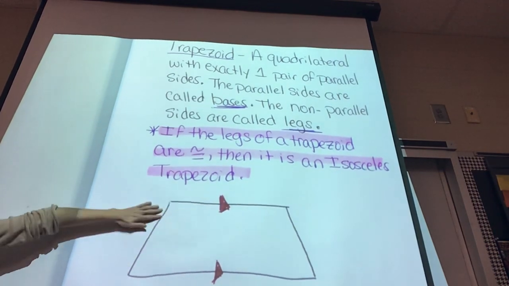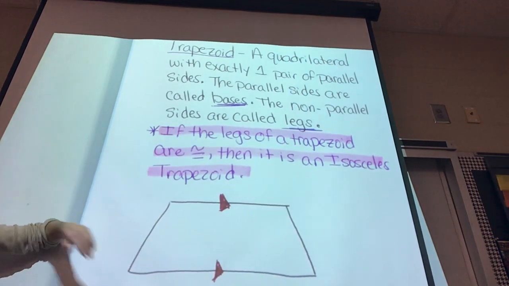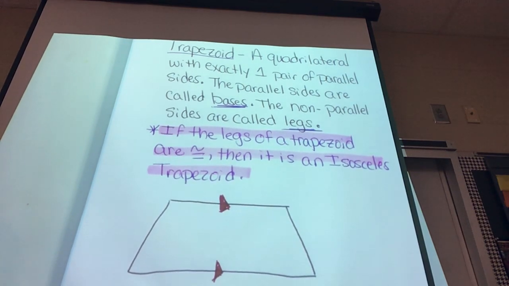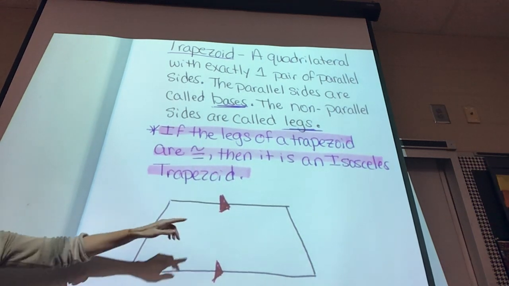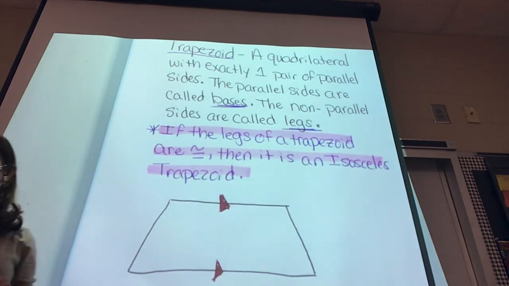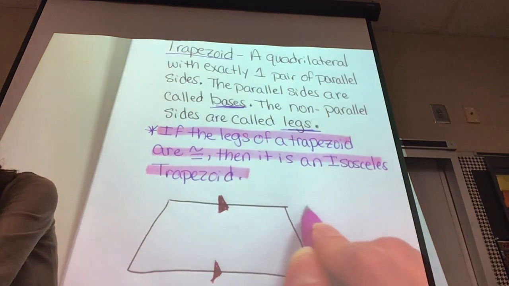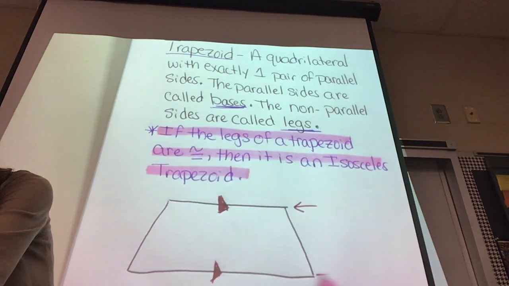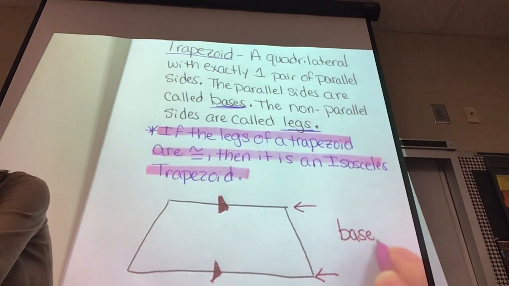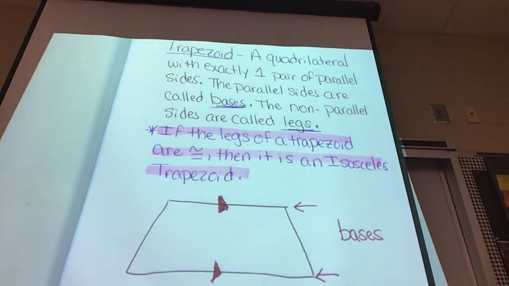Now these two are the ones that are slanted. So those are not going to be parallel to each other. Because remember, they've got to be straight lines in order to be parallel here. So they're not going to be the parallel. So it says that we have exactly one pair of parallel sides, and the parallel sides are called the bases. So that means this one and this one. Those are our bases. Okay? So those two are our bases.